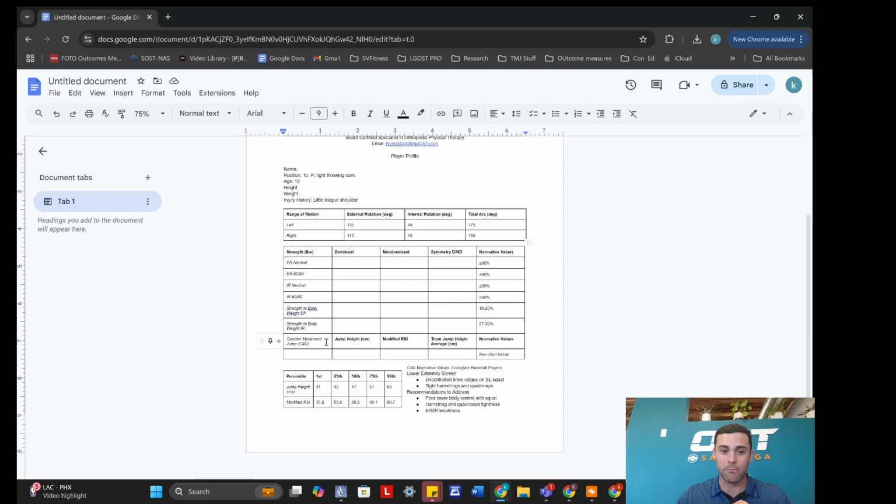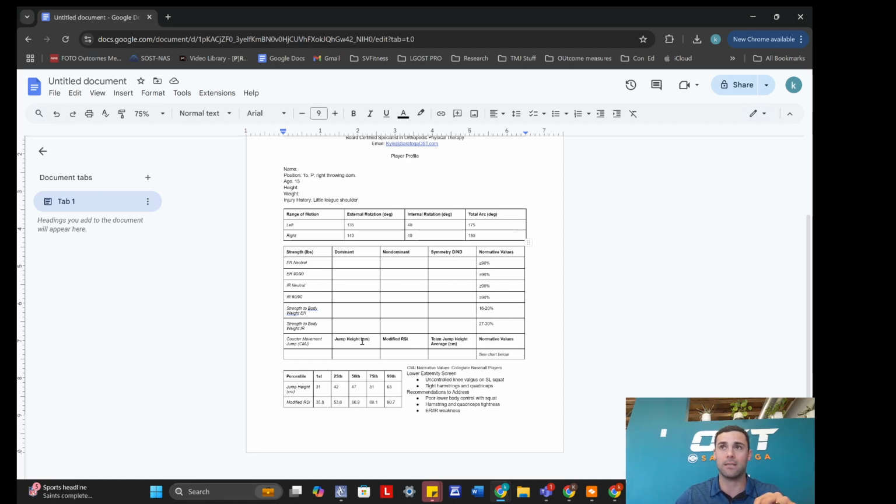Going down to the counter movement jump, what a counter movement jump is, it's a jump where you start standing with hands on your hips, you drop down into a squat, and then you explosively jump up as high as you possibly can. And there are two metrics that we were looking at with that: the total jump height, and then this type of measurement called a modified reactive strength index, or RSI.